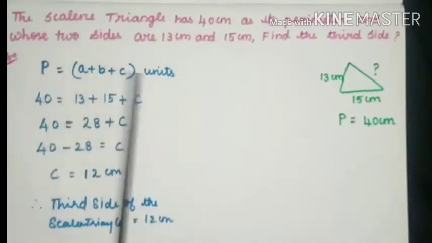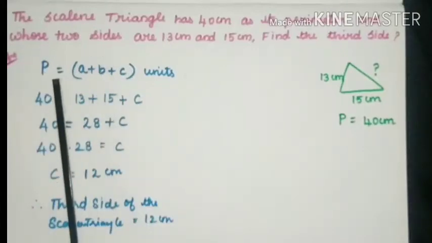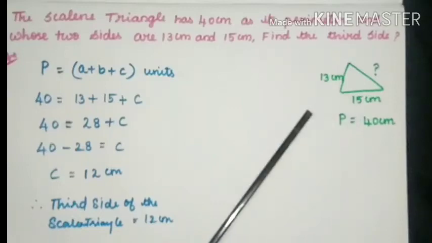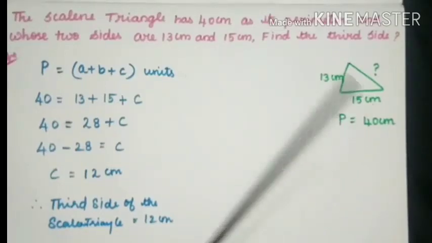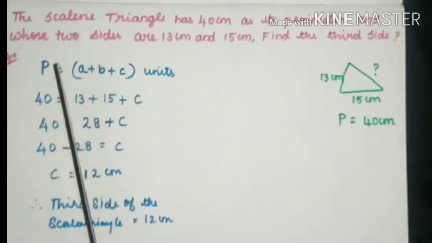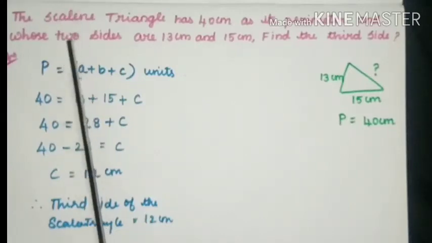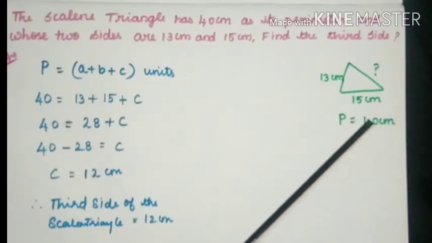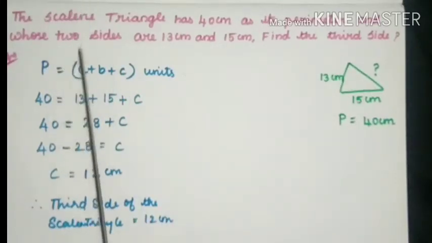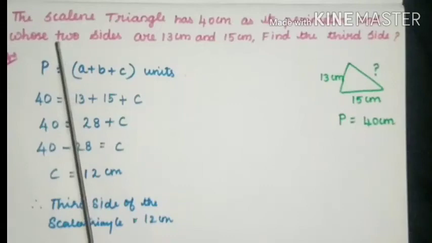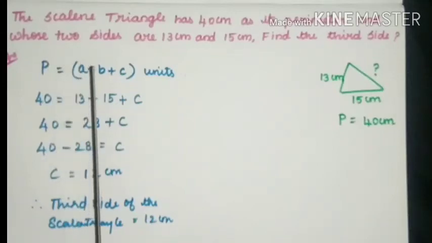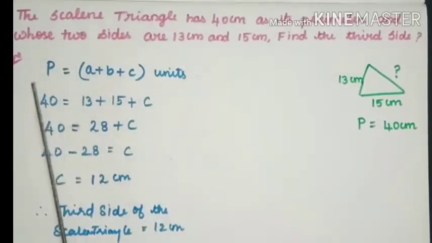Students, why have we not used the area formula? Yes, because here the perimeter is given. Perimeter is equal to 40 centimeter. So, we have to use the perimeter of the triangle formula. Suppose in this question, if they had given area equal to 40 centimeter, we would have to use the area formula, that is 1 by 2 into base into height. Here the perimeter is given, so we have to use the perimeter formula to find the third side.